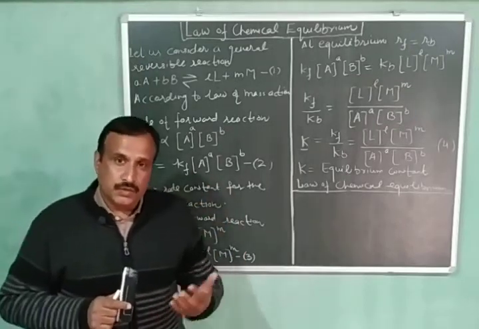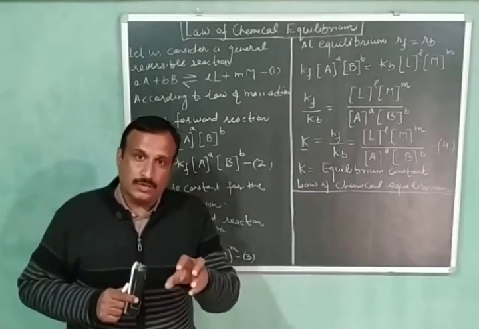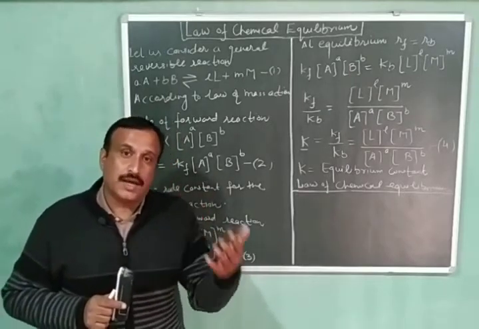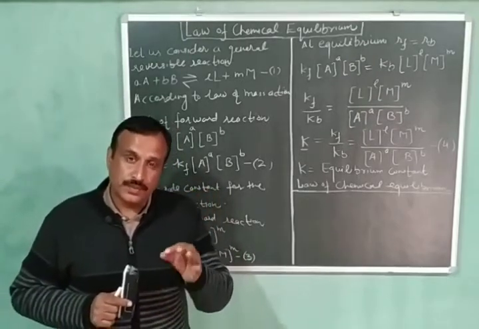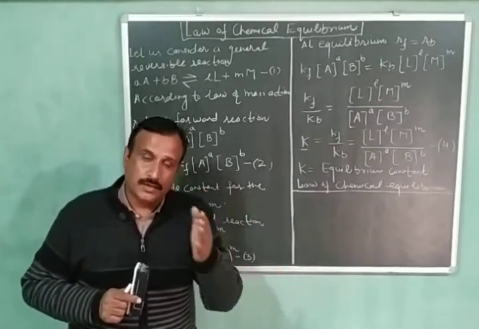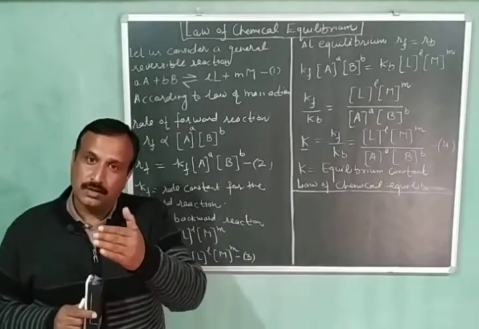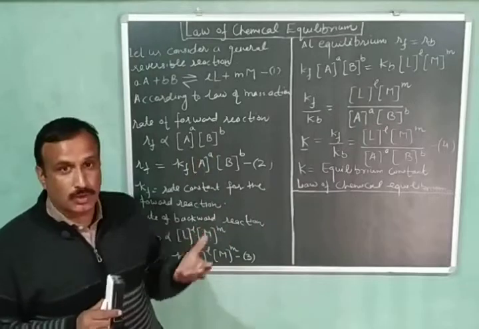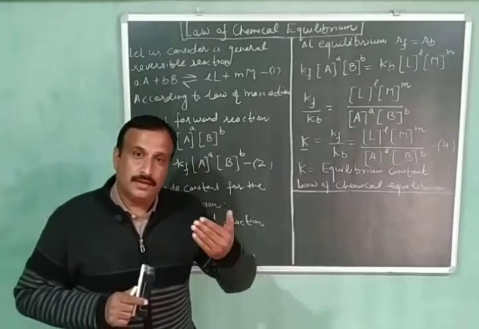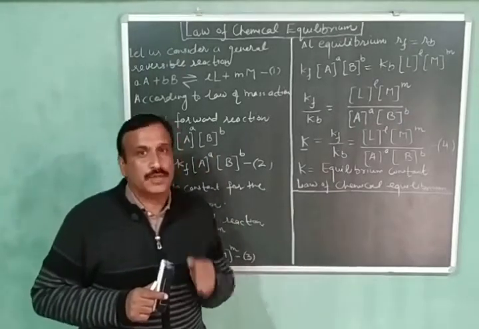Okay, so friends, when this law, that is the law of mass action, is applied to a reversible equilibrium reaction, then the result obtained is called the law of chemical equilibrium. So now let us discuss this law in detail and deduce its mathematical expression.